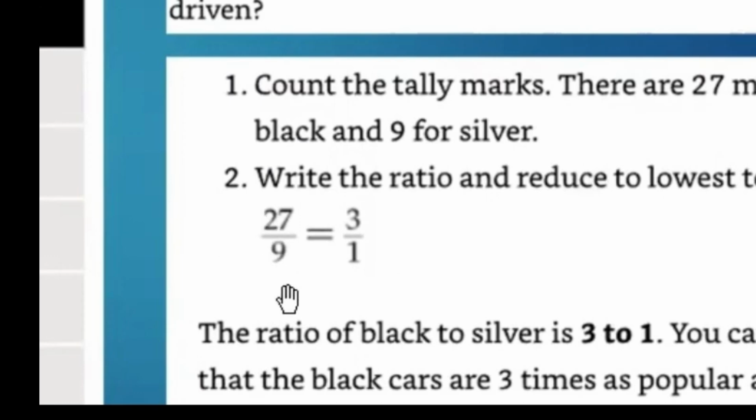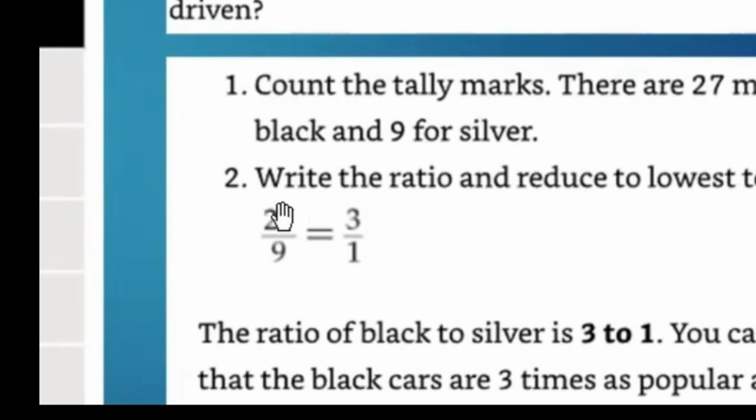Okay. And again, this is where the order of information becomes important, because in this particular instance, you wouldn't want to write down 9 over 27, okay? Because that would be the incorrect order. You would be answering a question about silver cars to black cars in that scenario, if you had written down 9 over 27, okay? But this question is asking us, what was the ratio of black cars to silver cars?